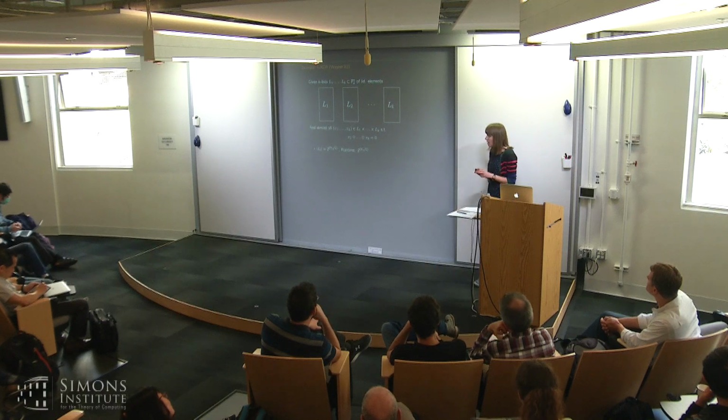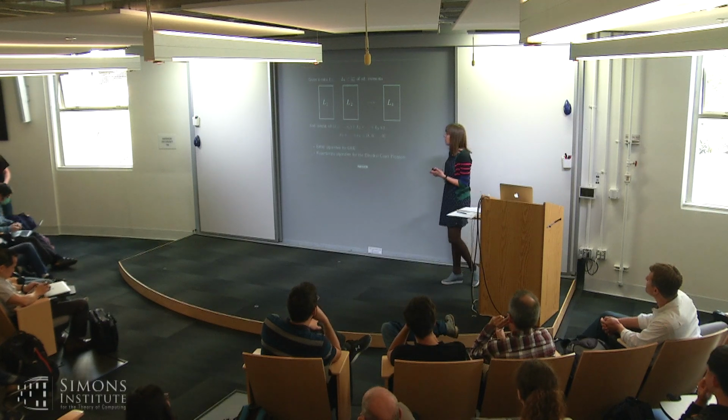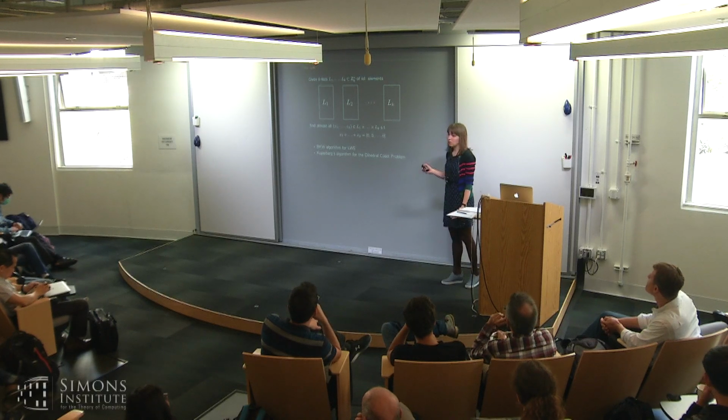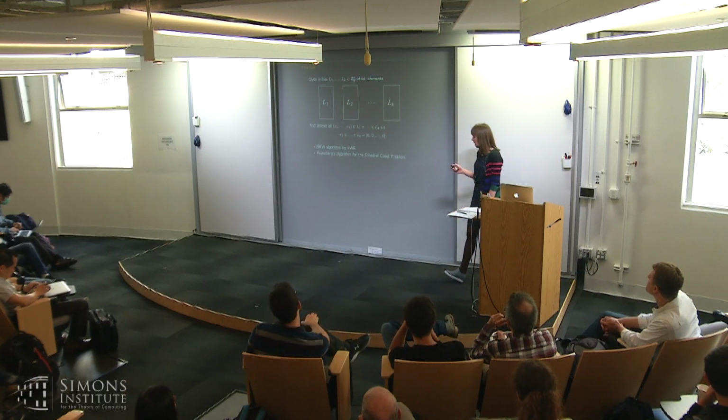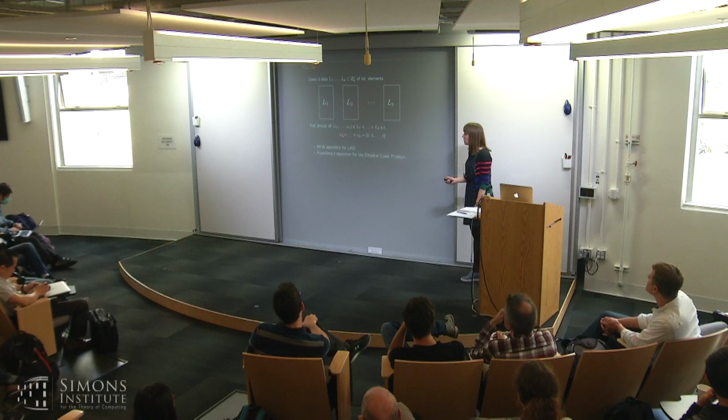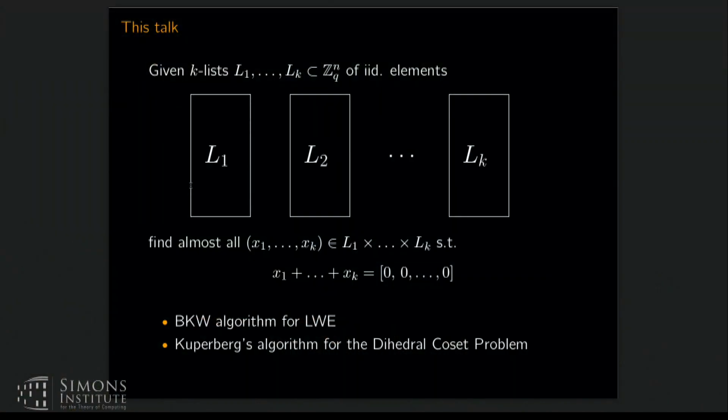For today, at the end of my talk, we will develop an algorithm that is similar, but the lists are not binary vectors but vectors over Z_q. And the relation that we want is that these vectors sum to a specific target. I put here the 0 vector, but it's any fixed vector in Z_q^n.